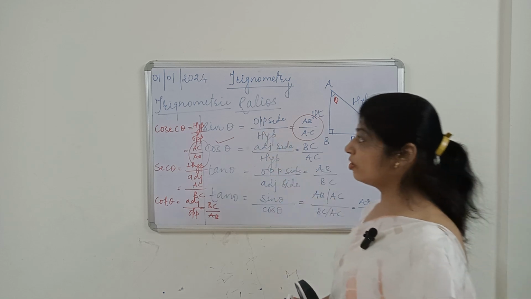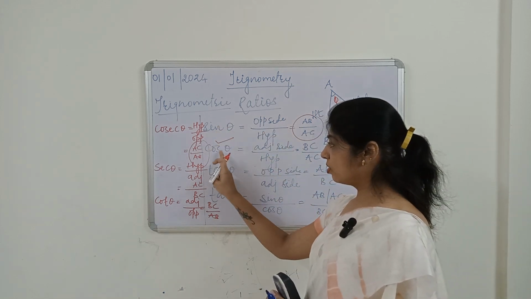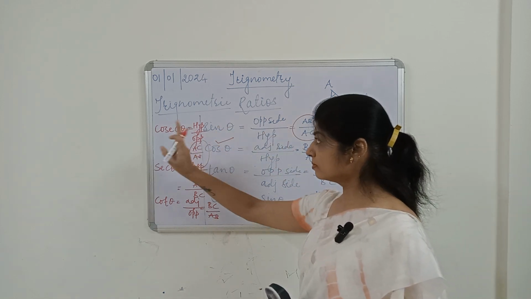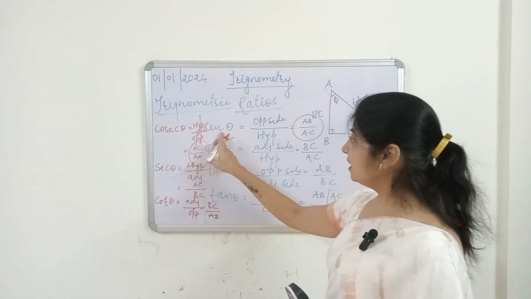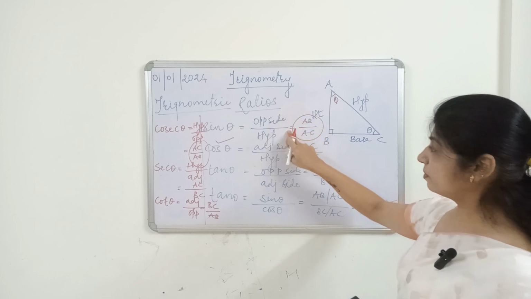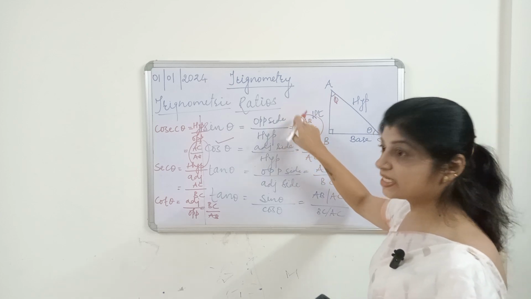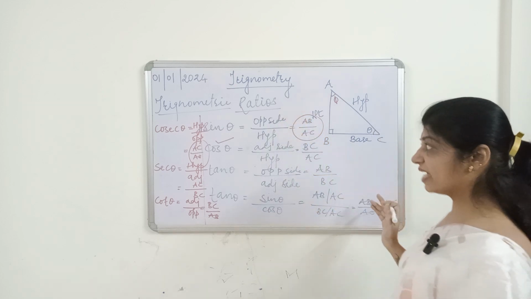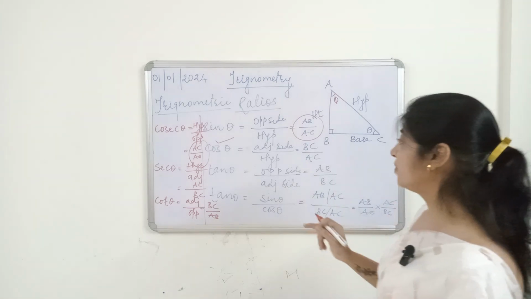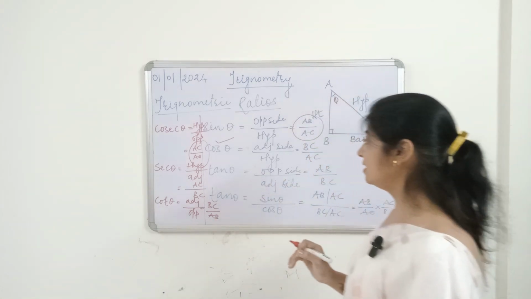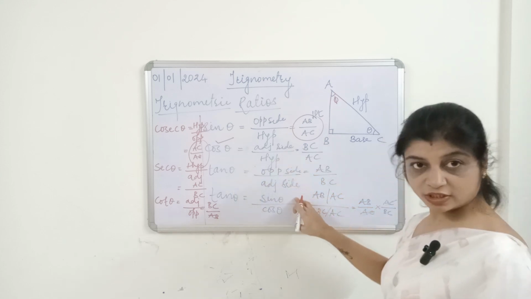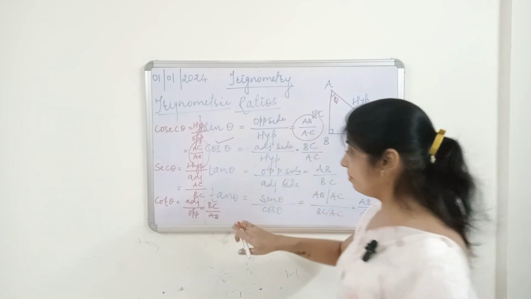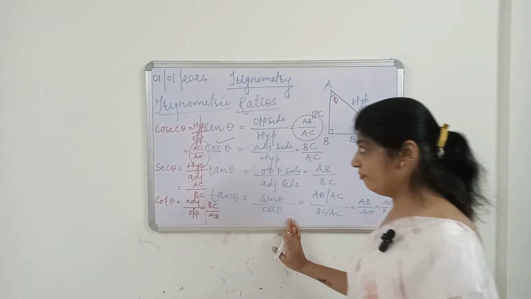So there are 6 trigonometric ratios: sine, cos, tan, cosec, sec and cot theta. Sine theta is defined as opposite upon hypotenuse. Opposite side upon hypotenuse. Of course, as we are dealing with angles and sides, because a triangle has 6 elements, angles and sides. Cos theta is adjacent upon hypotenuse. Tan is opposite upon adjacent. Tan can be defined in terms of sine and cos also.